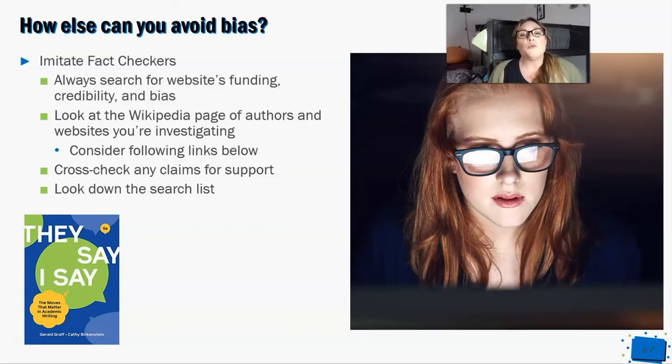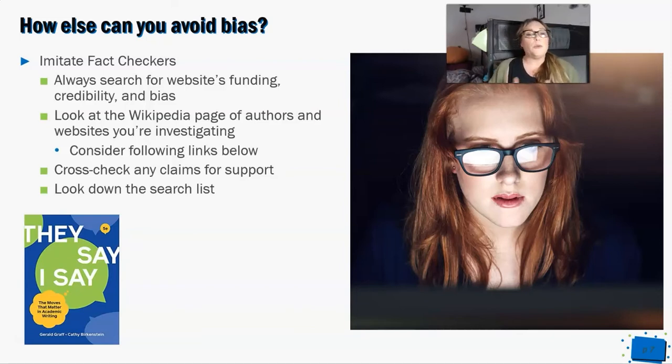So always search for websites' funding, credibility, and bias, something that we always learned. Who's behind this particular thing? We always would look when I was doing research for the paper. You always have to go back and figure out, follow the money, right? Who's paying for this? Look at Wikipedia.